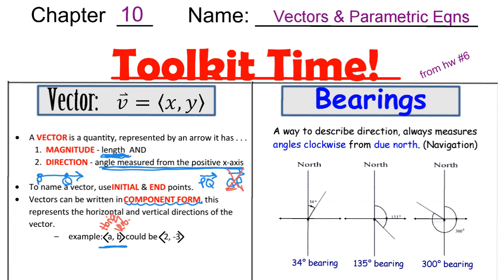The other thing that you're going to use quite a bit is bearings. When we get to word problems, it will always be using bearings. Now, bearings is a totally different way to measure angles. We are used to measuring them from the positive x-axis and rotating counterclockwise. Well, bearings measures clockwise and from due north. So due north would be our positive y-axis. You'll often hear sailors or people that are out on the sea measuring in bearings. All right, let's try some examples.